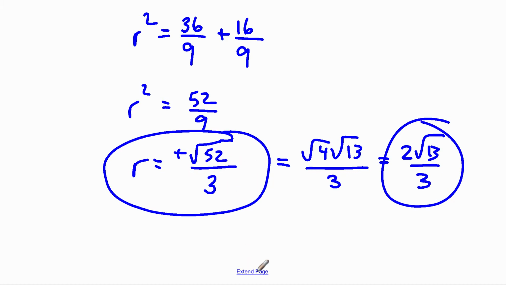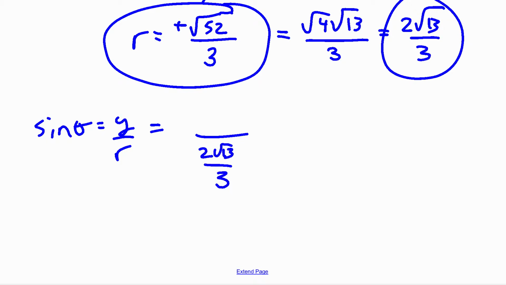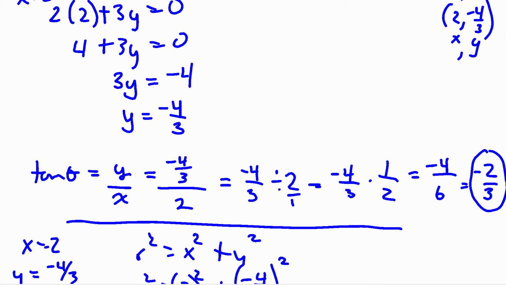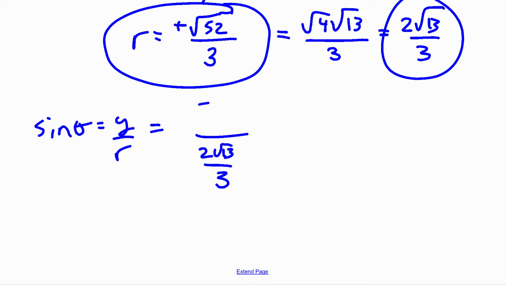Okay, so now that I know what r is, now I can do my sine and my cos. So sine theta is y over r. I just found r to be 2 root 13 over 3, and y, up top there, was negative 4/3. So negative 4/3.